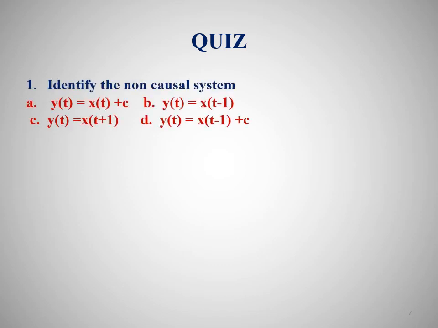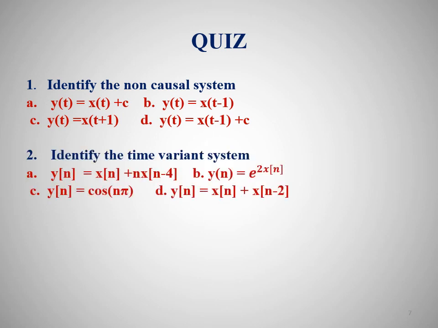Let us take up a quiz after understanding the concepts of static and dynamic systems, causal and non-causal systems, and time invariant and time variant systems. The first problem is to identify the non-causal system. The first case, y of t equal to x of t plus c, is present input, present output. y of t equal to x of t minus 1 is again a past input. The next one, y of t equal to x of t plus 1, is a future input, hence this is the answer. And the last case is similar to b with a constant. Since it depends on the past input, it is a causal system. So the answer for the first problem is C.